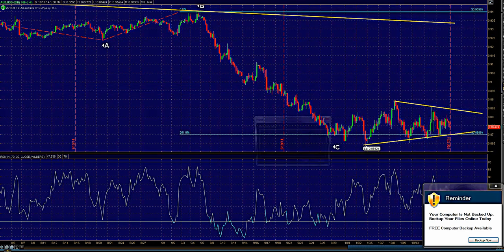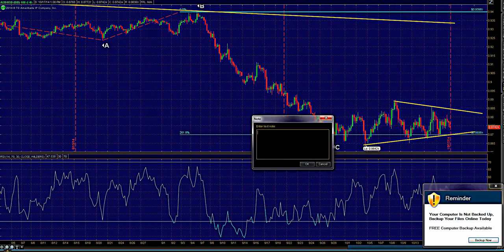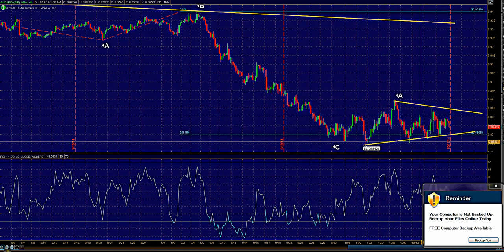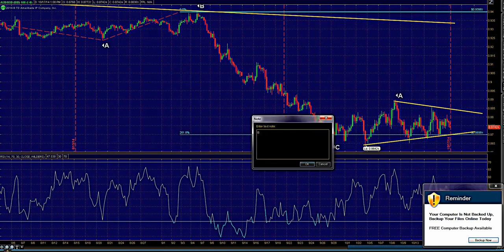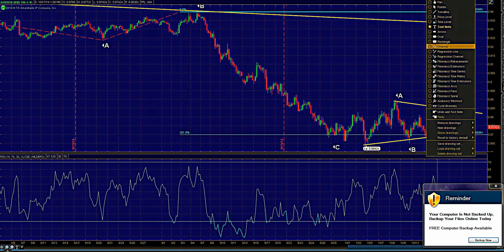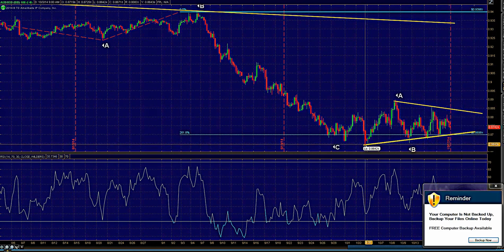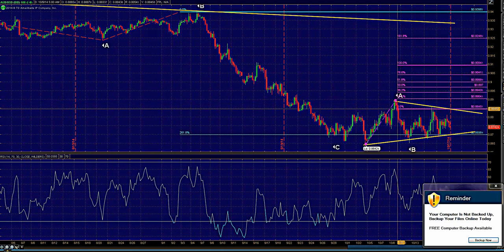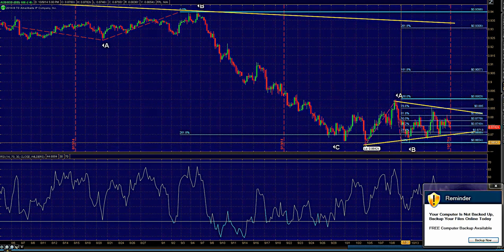Ideally, we would like to see a breakout to the top side to then also follow suit with the Kiwi dollar and movement of the commodity pair currencies. If that's the case, then this would be a B-wave triangle. But whichever way it breaks out, we'll look to take advantage of that move.